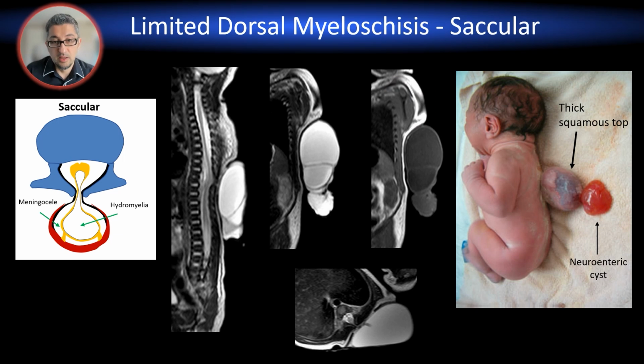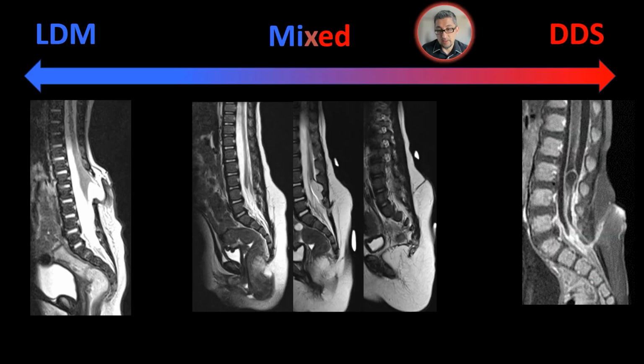They may be associated with other anomalies, as in this case, there is associated neuroenteric cyst. Here is the lesion with a thick squamous top, and we can see the stalk, and here is the fibroneural stalk. So this is associated with other lesions. And here you can see the tenting of the cord. And embryologically, it's in the same group of dorsal dermal sinus tract.